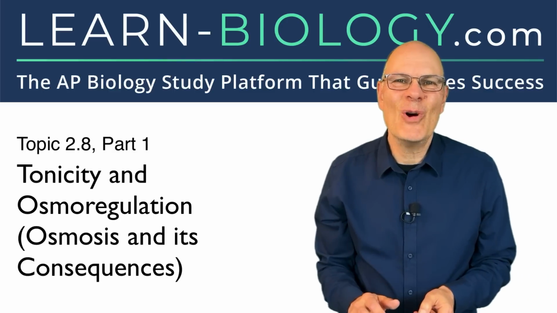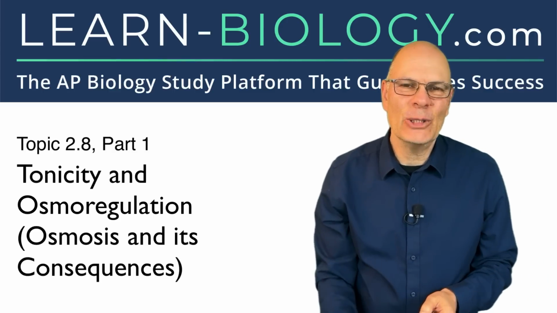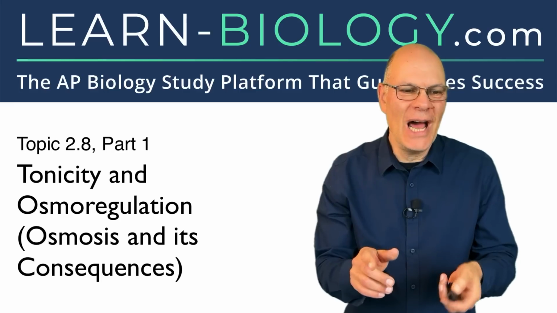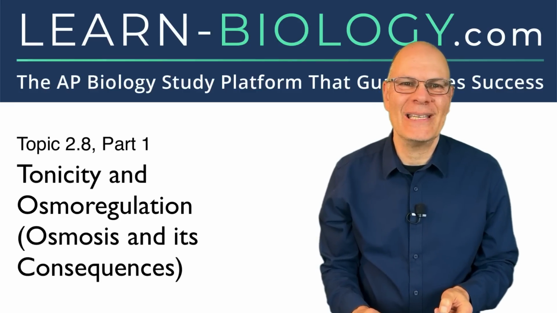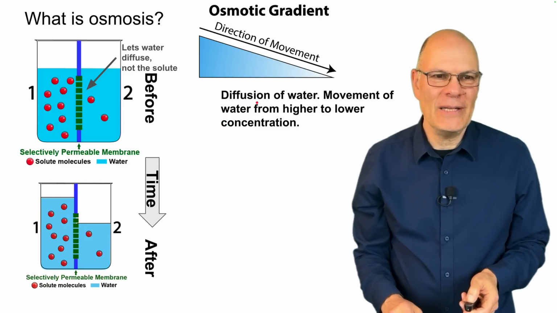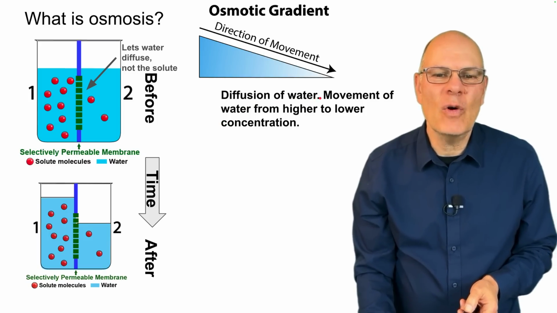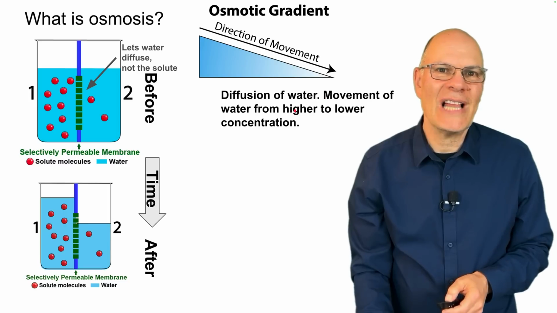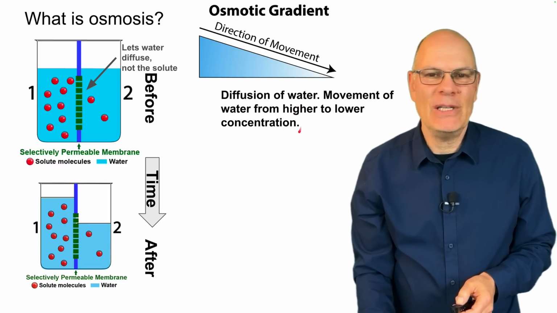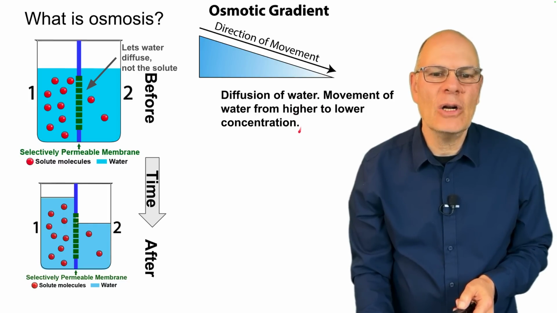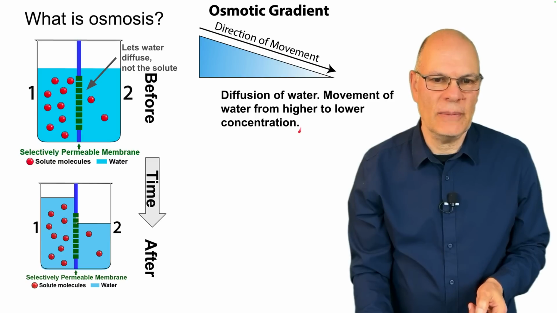Tonicity and osmoregulation. That's the College Board's term. I wish that was just called osmosis and its consequences. So let's start by defining what osmosis is. It's the diffusion of water. Water diffuses like everything else, and that means that water is going to move from higher to lower concentration.